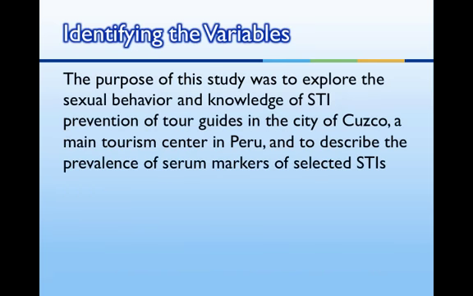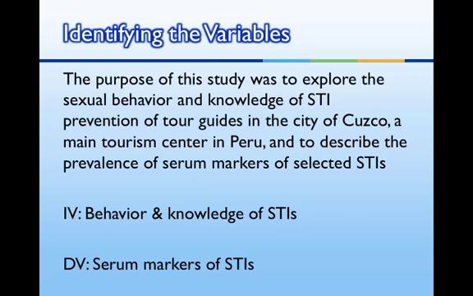In this example, the purpose of the study was to explore the sexual behavior and knowledge of STI prevention of tour guides in the city of Cuzco, a main tourist center in Peru, to describe the prevalence of serum markers of select STIs. The independent variable will be the knowledge and behavior of STIs. The dependent variable will be the prevalence of serum markers of those select STIs.